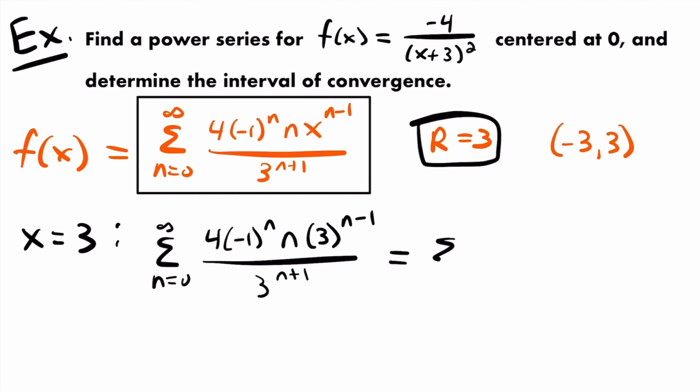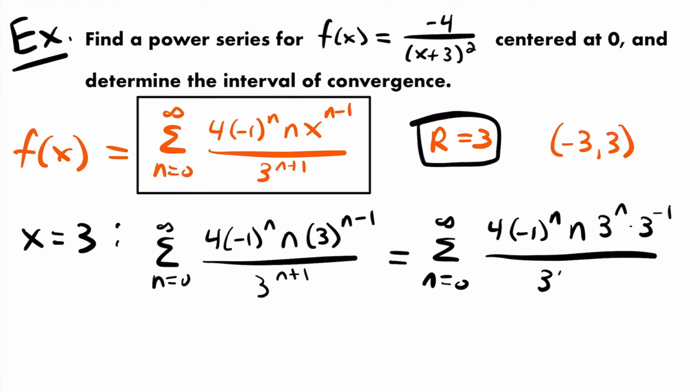So this is equal to the sum from n equals 0 to infinity of 4 times negative 1 to the power of n times 3 to the power of n times 3 to the power of negative 1 divided by 3 to the power of n times 3 to the first power. All right, now notice we have 3 to the power of n in the numerator and denominator, and so those are going to cancel out. Anything divided by itself is just 1.